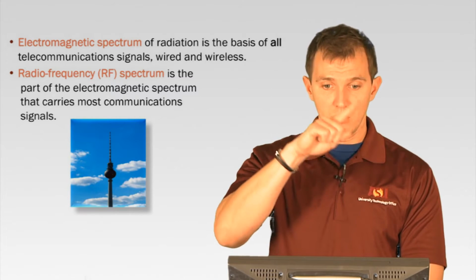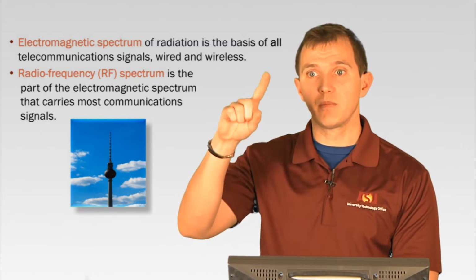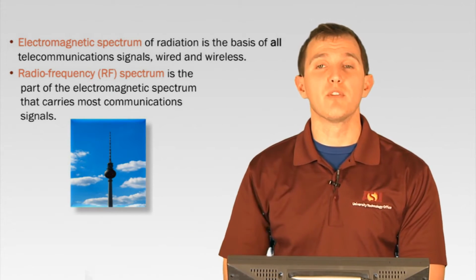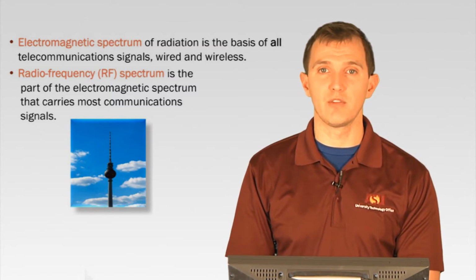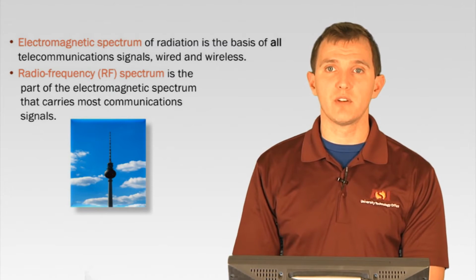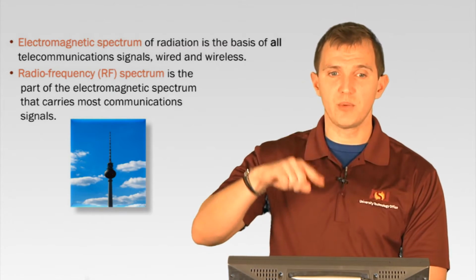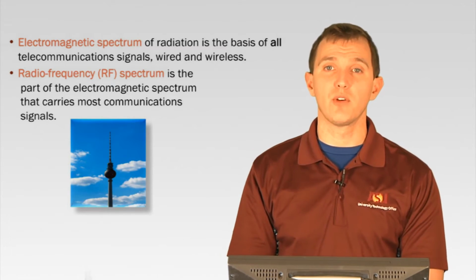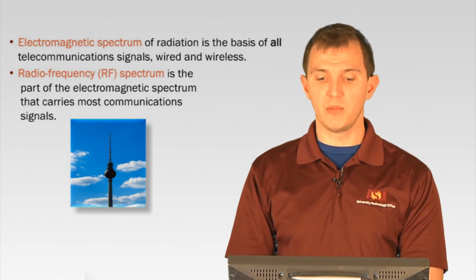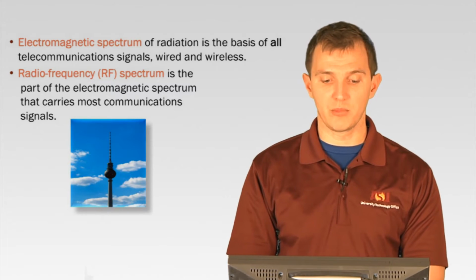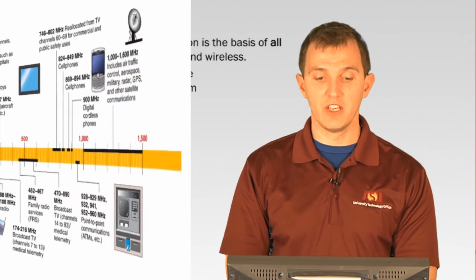So a very, very low, slow meandering wave would be something on the very bottom of the bandwidth scale, which would be like AM radio or something to that effect. And then nowadays, much faster, much higher frequency devices would be like cell phones or something like that. And the radio frequency spectrum, RF, is the part of the electromagnetic spectrum that carries most communications signals.